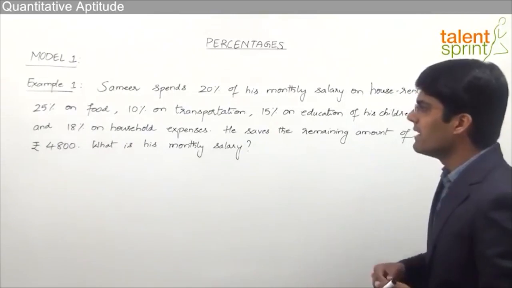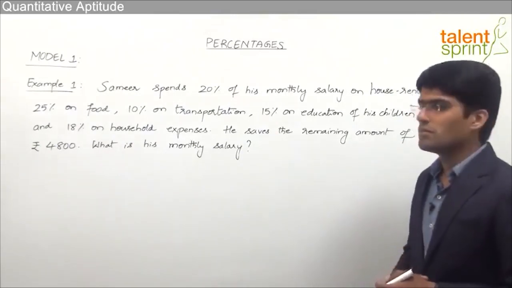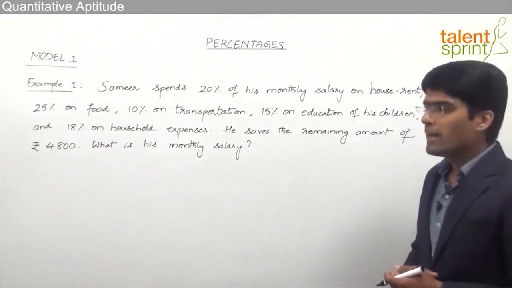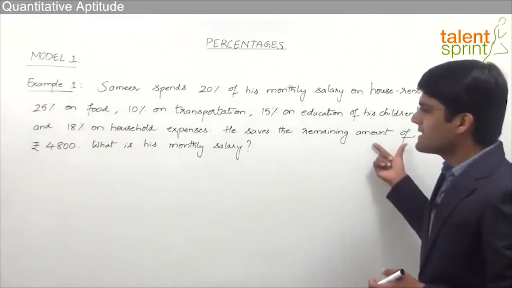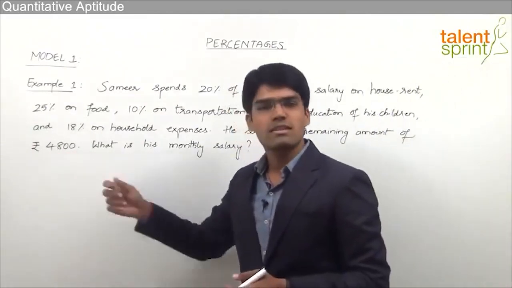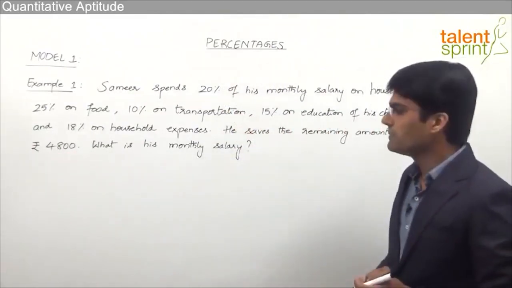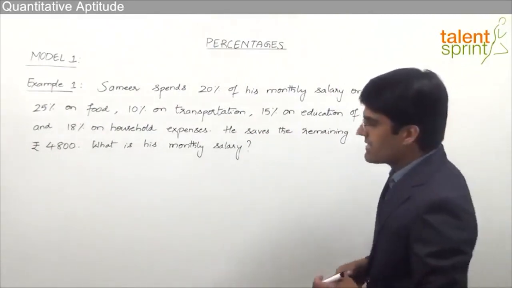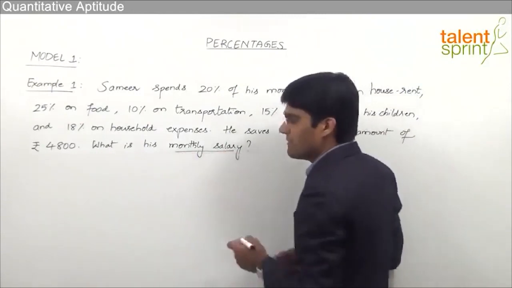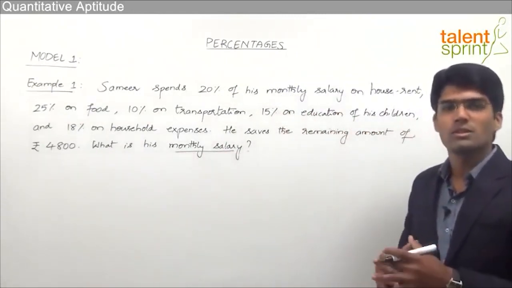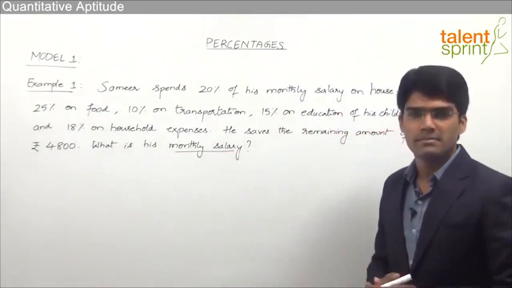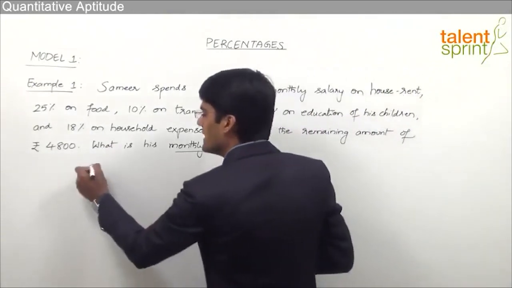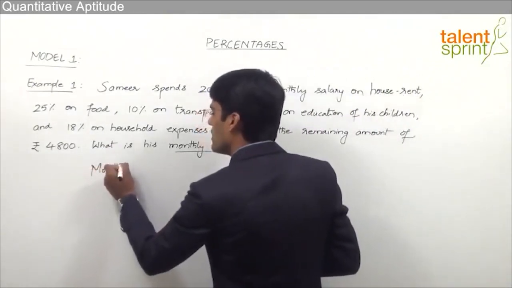So as you can see here, the monthly budget distribution of Samir has been given here, and it says that he can save an amount of rupees 4,800 every month. And from this, we are supposed to find out what is his total salary. Now, as discussed earlier, monthly salary, which is nothing but the maximum value or the total value, can be taken as 100%. So let us assume that his monthly salary is equal to 100%.